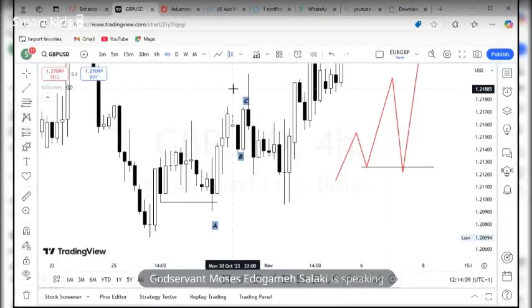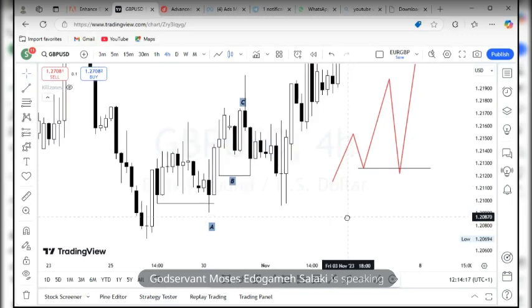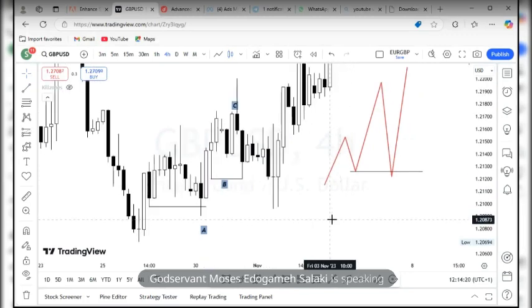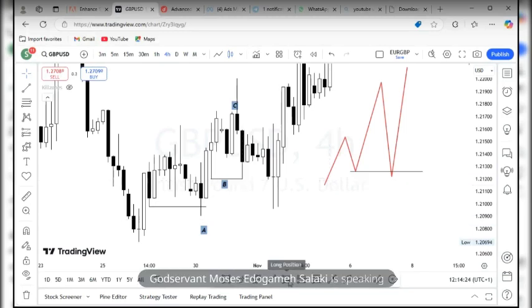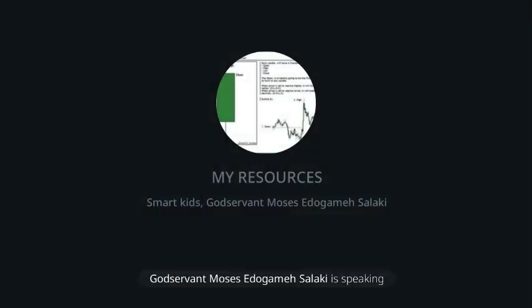Price came, created all of this, pushed away, came back. This was clear liquidity here, internal range liquidity to be taken out. You can see the equal lows. That's the liquidity. So that would have been your entry. Long position on those equal lows. And this was during the New York session.